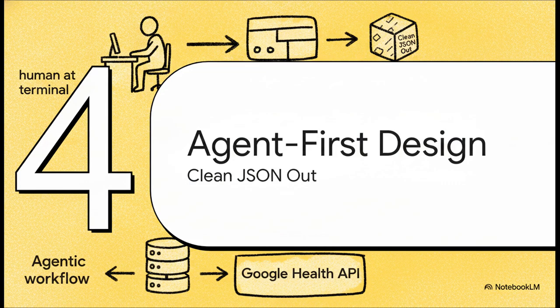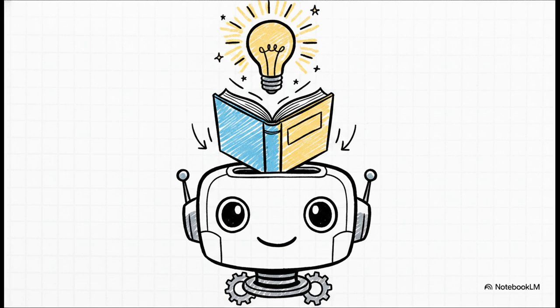Clean JSON out. So everything we've talked about sounds awesome for a human sitting at a terminal, right? But here is the kicker. ghealth was explicitly built from the ground up for AI agents. It uses deterministic exit codes, meaning an agent knows immediately and exactly if a command succeeded or failed. It packs --dry-run and --raw flags for safe, predictable exploration.